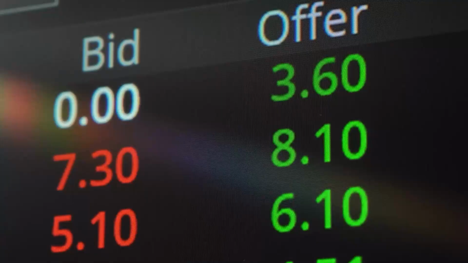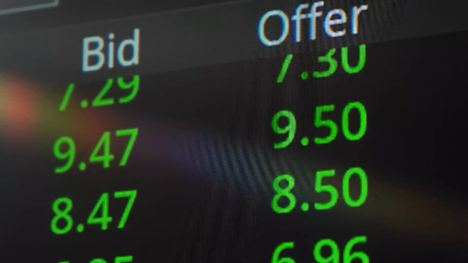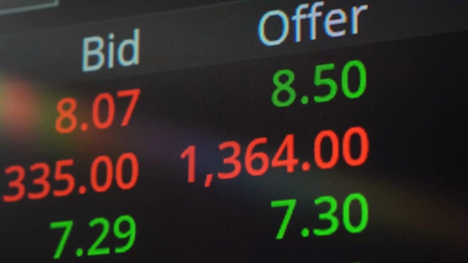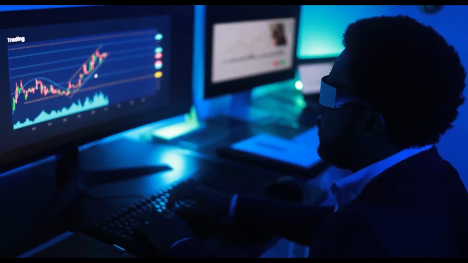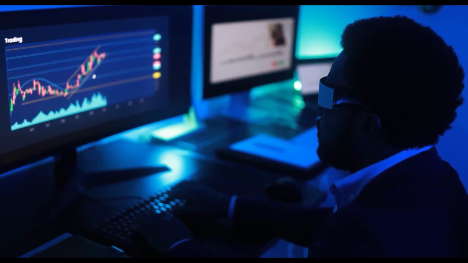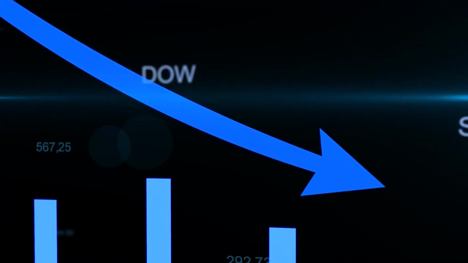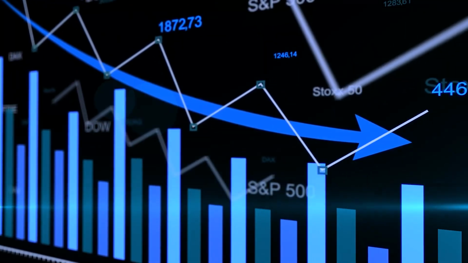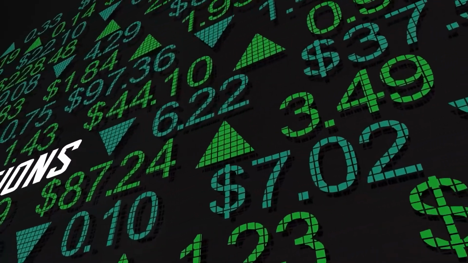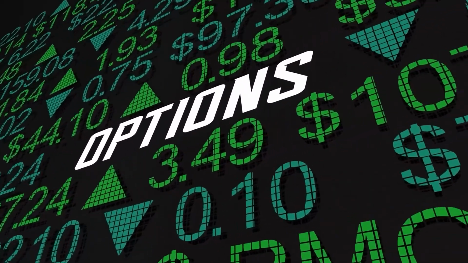The purpose of hedging is to reduce the potential impact of market volatility on your portfolio. By hedging your positions, you can protect your portfolio against potential losses, while still maintaining exposure to your desired assets. There are several different hedging strategies that you can use when trading. One of the most common strategies is the use of options.